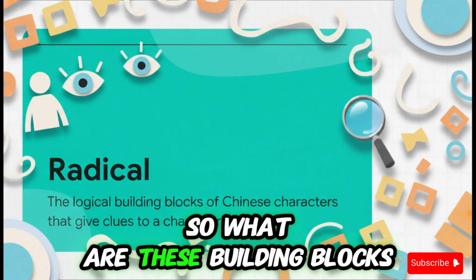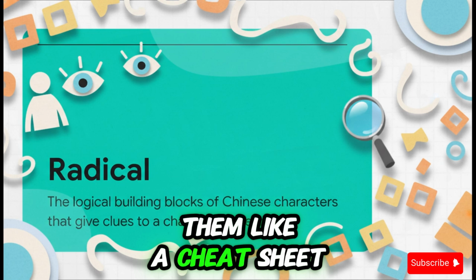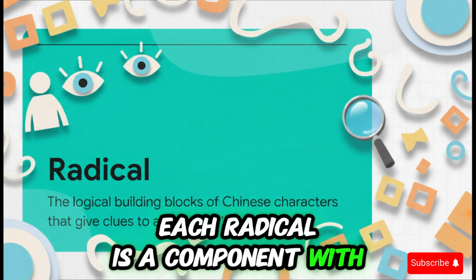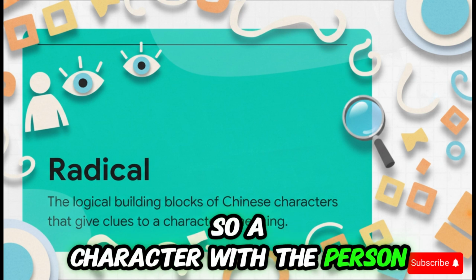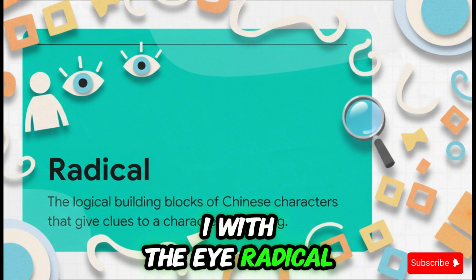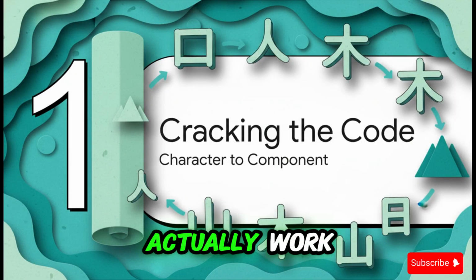So what are these building blocks? They're called radicals. And you can think of them like a cheat sheet that's built right into the language itself. Each radical is a component with a theme. So a character with the person radical probably has something to do with people. One with the eye radical, probably about seeing. Simple, right? So how does this actually work?